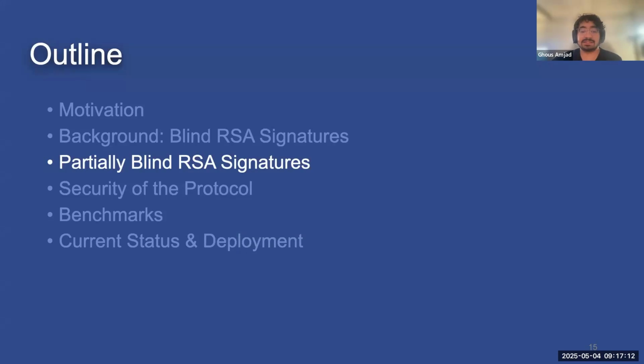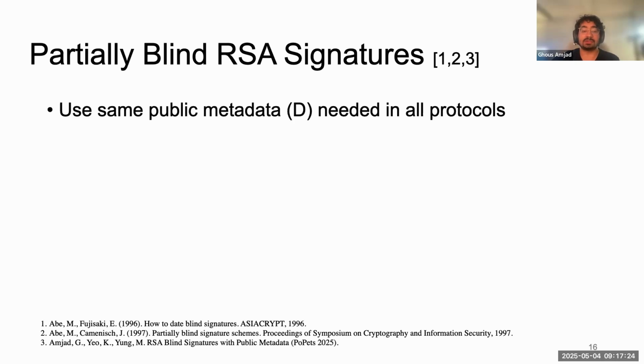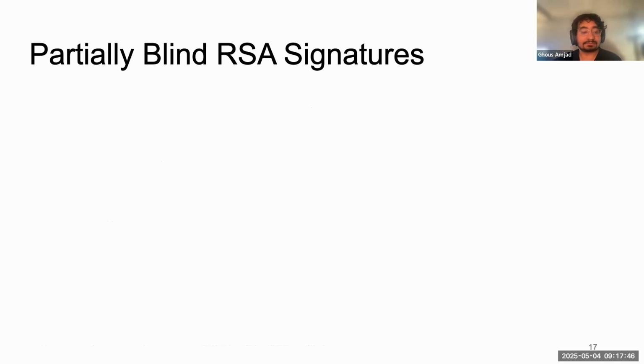Now, let's move on to RSA blind signatures with public metadata, or basically partially blind RSA signatures, if you will. The main difference between blind and partially blind signatures is that you have public metadata d in all the protocols known to all parties. So in blind sign, finalize, and verify, the same public metadata is accessible. The scheme we will present is basically a modification of a scheme by Abe and Fujisaki. Our main contribution, however, is proving the security of this adjusted scheme, as the previous work dealt with heuristic security and also had some unnecessary computations.